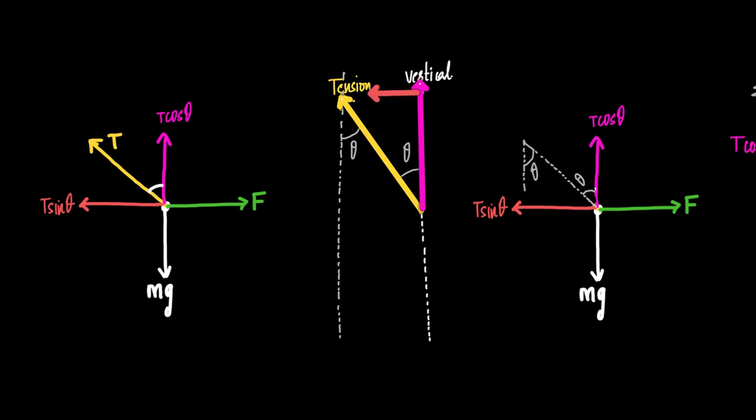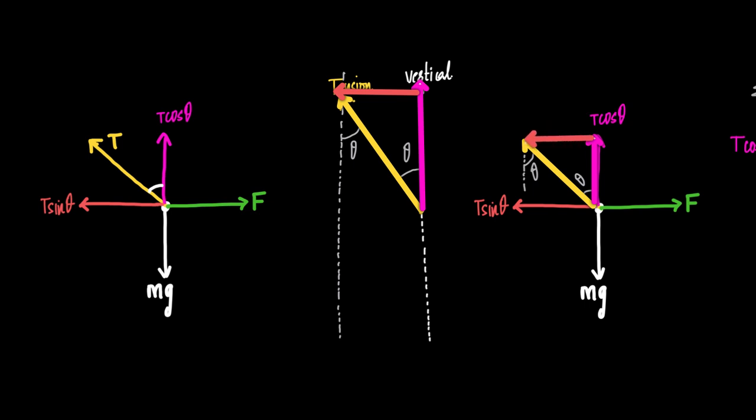Yes, and then we have the horizontal component like this. Okay, let me just repeat that one more time. So when we have tension acting away from the point of contact, it can be resolved into two components. One, the vertical component, and the other would be the horizontal component, which is this component over here.